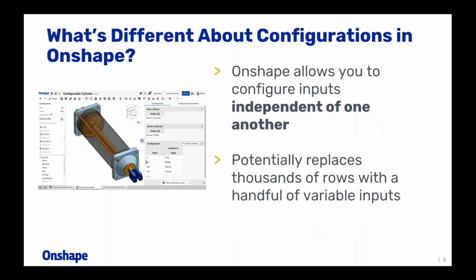One of the biggest things that I'll point out, I'm going to mention it in a number of different ways here today, is that in Onshape, you can configure inputs, right? Parameters for your configurations independently of one another. So if we get into scenarios where features, for instance, or dimensions, for instance, are independent, then you don't have to have a row for every possible combination in a giant table. And I will go over this in greater detail in just a bit.